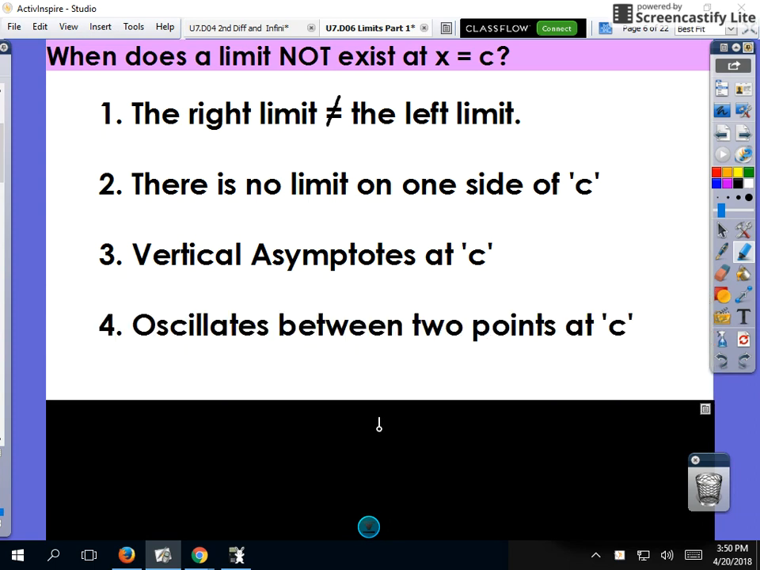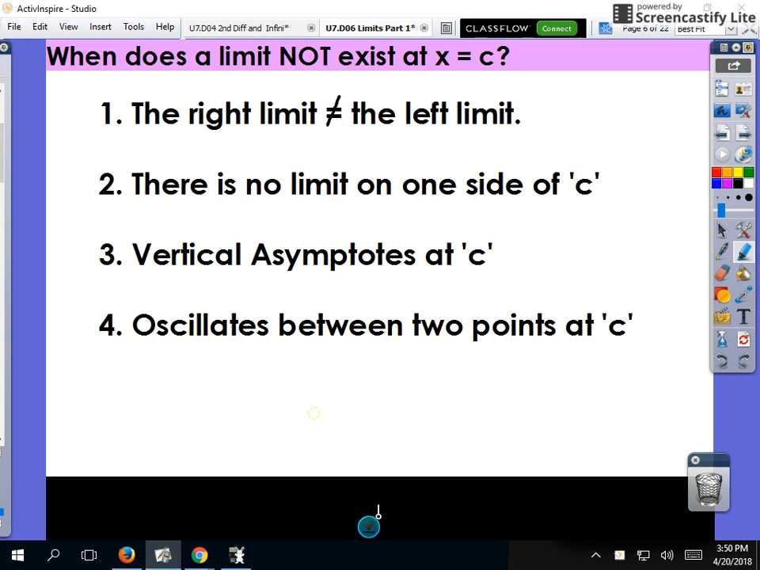But the last one is this really cool one with oscillation between 2 points. So that's really confusing and students really have a hard time wrapping their head around that. But if I said, what is the limit as x approaches 0 of sine of 1 over x?